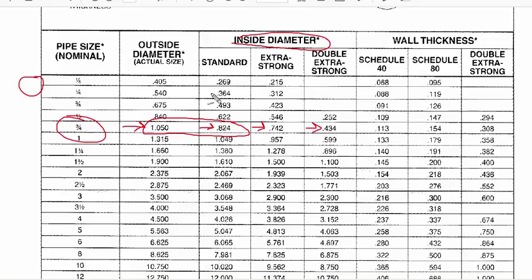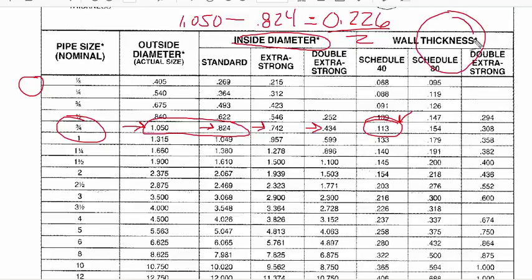Well, the answer, of course, is you take 1.050 minus 0.824, but that doesn't give you the straight answer because it's a wall thickness on both sides. So a quick little calculation gives you 0.226, but that is just the value of the 2. You actually have to divide that by 2 to get the actual value of your wall thickness, which, as you'll find out if you check the schedule or the chart, is that value right there. This is your actual wall thickness on one side. So that distance right there.